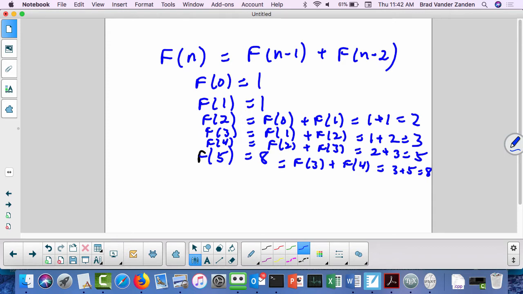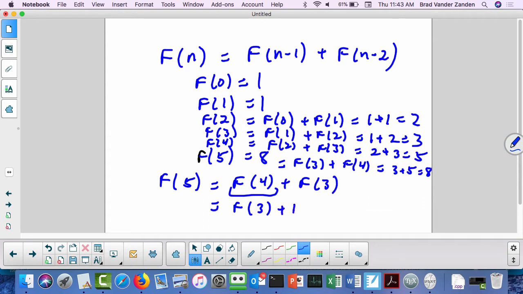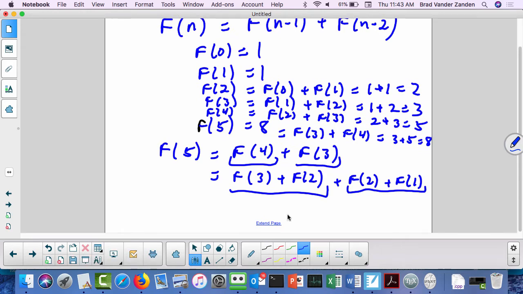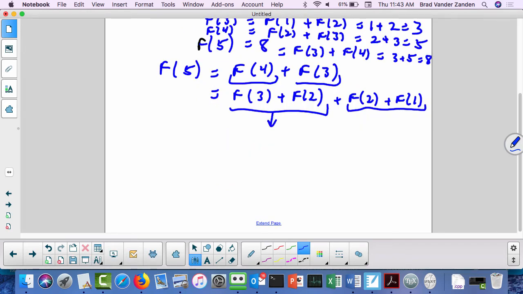Okay? The second approach is we could have started with f of 5. We could have done the top-down approach, which is we know that f of 5 is equal to f of 4 plus f of 3. Which then we know that f of 4 is equal to f of 3 plus f of 2. And we know that f of 3 is equal to f of 2 plus f of 1. Okay, and then we could further break it down. F of 3 is f of 2 plus f of 1. So we just did this one right here.